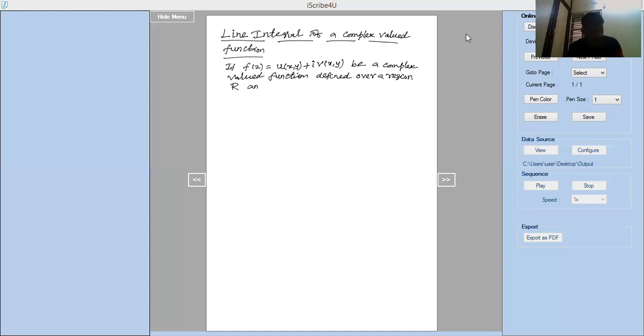and C be a curve in the region. Then the integration over C of f of z into dz equals the integration over C of u plus iv into dx plus i dy.